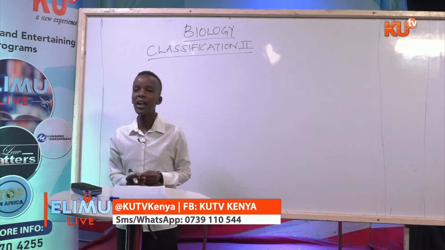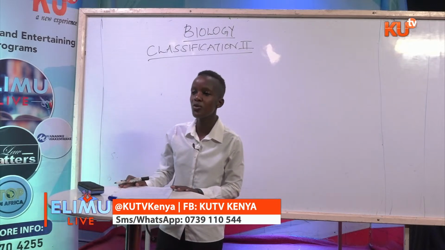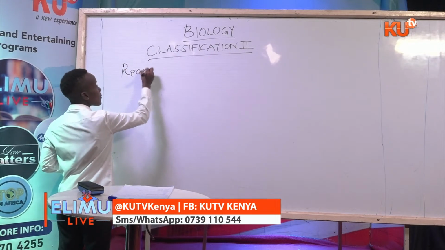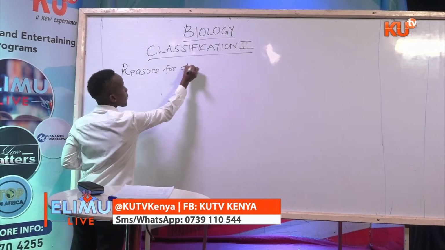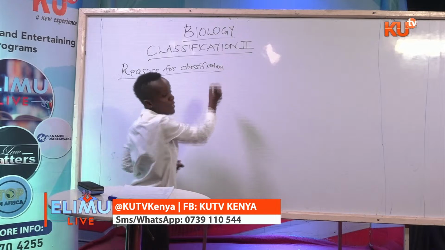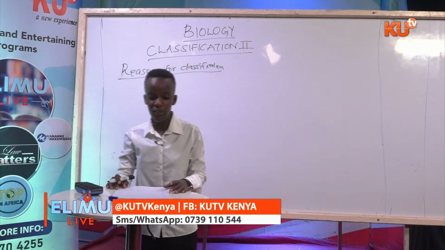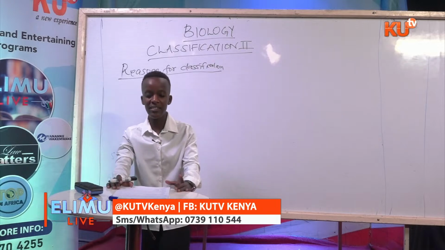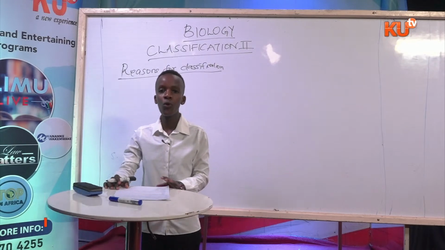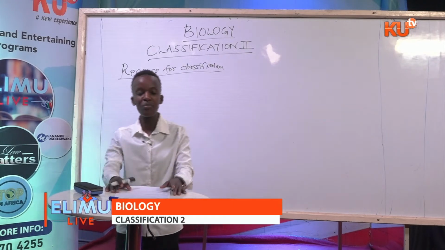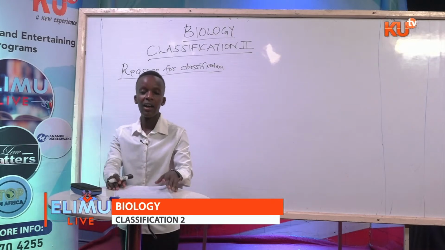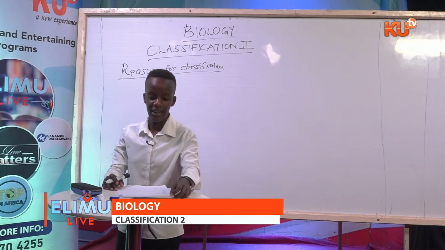In classification 1, we went ahead to state the reasons why we carry out classification. Reasons for classification. The reason number 1 for carrying out classification was to identify living organisms in the correct groups for future reference. What does this mean, learner? It means that organisms will be kept in groups in which they fit with common characteristics.